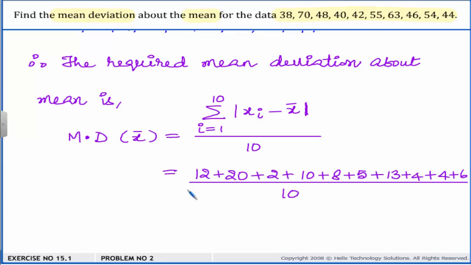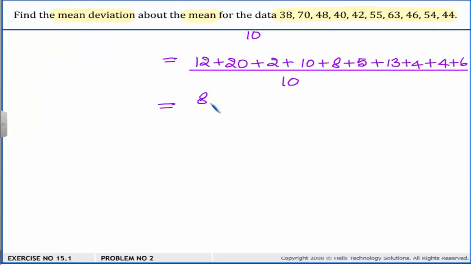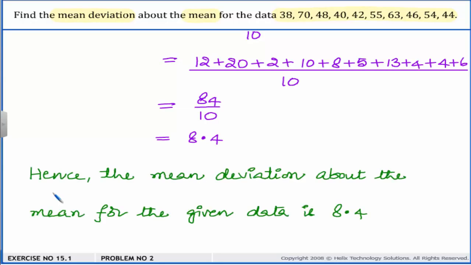So this is equal to 12 plus 20 plus 2 plus 10 plus 8 plus 5 plus 13 plus 4 plus 4 plus 6 upon the total number of observations, that is 10. On adding this, you will be getting 84 upon 10, which gives us 8.4. Hence, the mean deviation about the mean for the given data is 8.4. So this completes the solution.